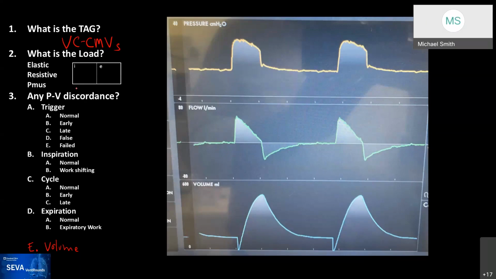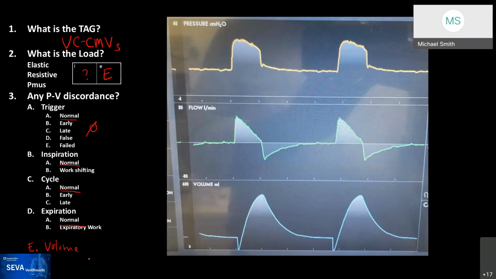Expiratory wise, I think the load is primarily elastic, just based on a fairly quick return to baseline. As far as trigger discordance goes, I don't really see any PMUS here, so I would say this is probably a normal trigger. The waveform is a descending ramp. I guess it's still flow control, but it's a descending ramp, so I don't think there's any work shifting. I think it's normal. Again, the cycle is also normal because the patient is not really involved there, and then expiration is also normal.